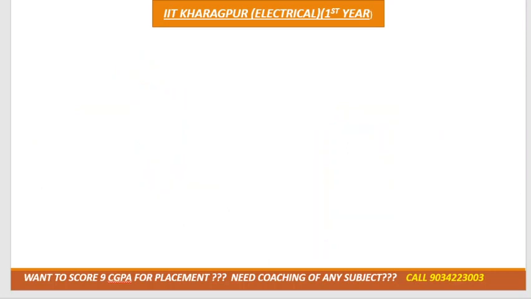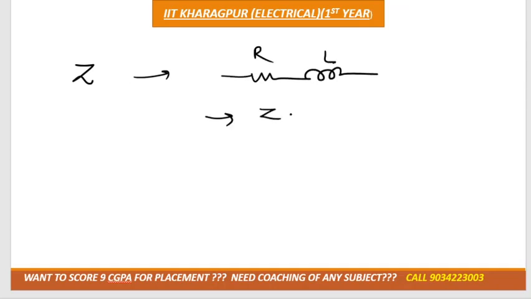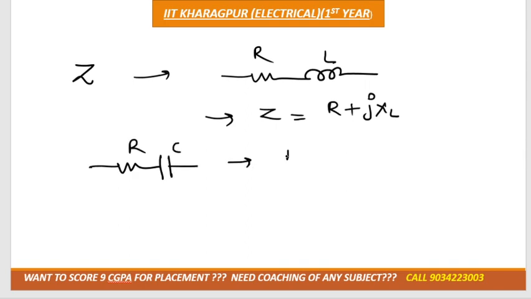So whenever we have the combination of impedance like R and L, we'll write it like this: Z is equal to R plus jXL. Clear? Now if we have the combination R and C, then we'll always write Z is equal to R minus jXC. Okay? For the capacitor, we'll always use minus.